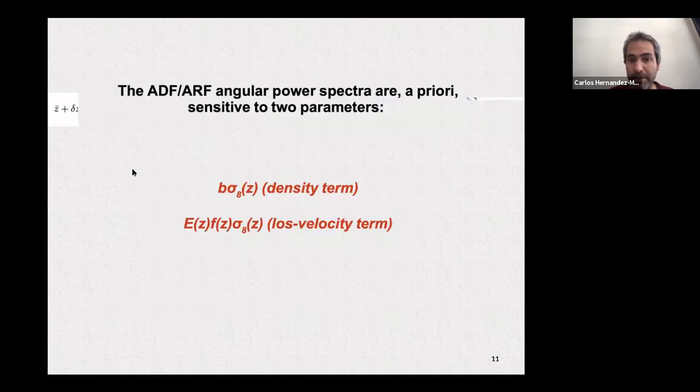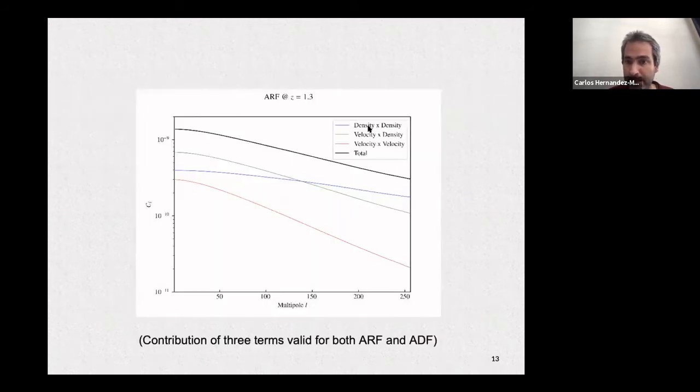So as you see, the density term, which is the blue one, dominates on the small scales, or large multipoles, large L's, or small angular scales. Then you have the green term, which is the cross term, velocity times density twice. And then you have the velocity term, which has more contribution on the larger scales. So the contribution of velocities is dominant on larger scales, or smaller multipoles, than density, as one would expect.